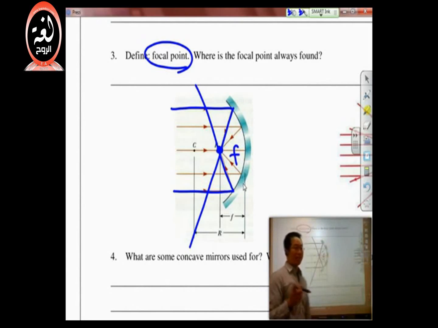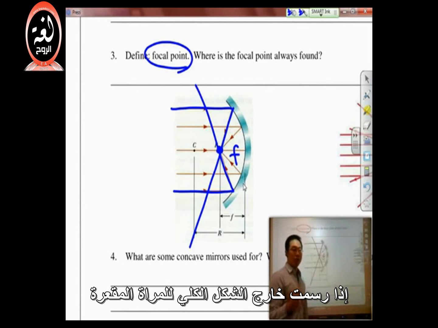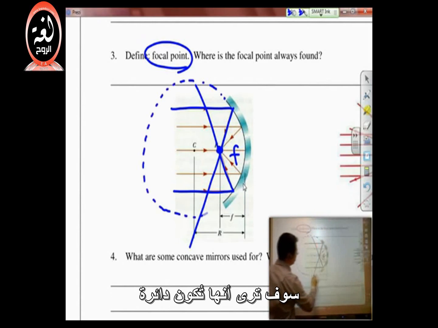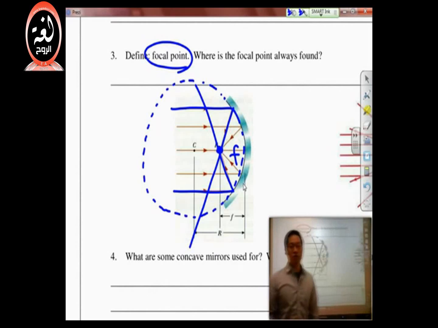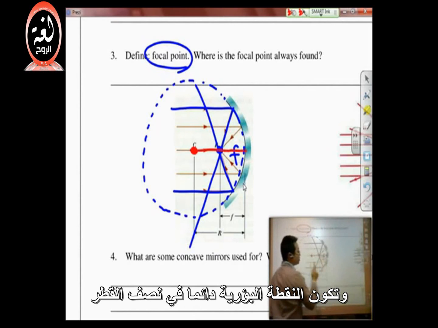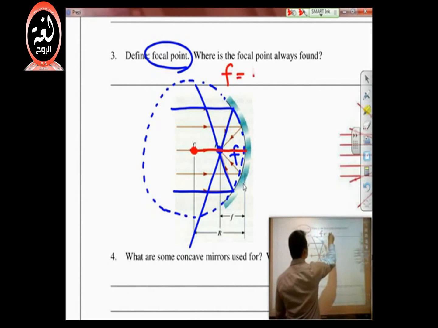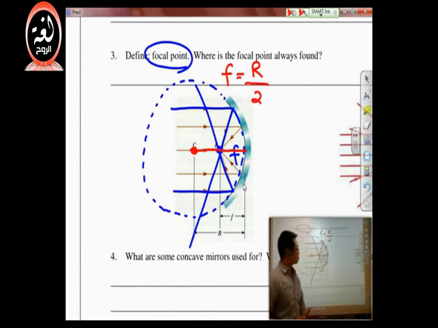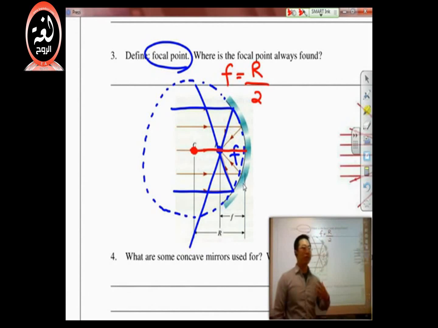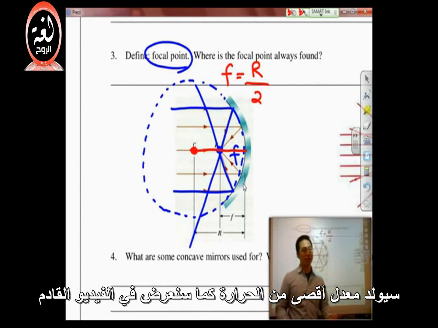But more interesting is that if you actually drew out the entire shape of the curved mirror itself, assuming it became a shape itself, you can see it would form a circle. And of course, at the center of the circle, we have the letter C, and the focal point is always going to be half of the radius. So in this case, we have a focal point where the light rays come together and they will actually generate an extreme amount of heat, as demonstrated in this next YouTube clip.